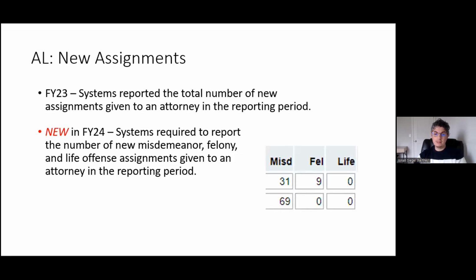Next, new assignments. So in FY23, systems reported the total number of new assignments given to each attorney in the reporting period on the attorney list. In FY24, systems are going to be required to break those out. So new assignments by misdemeanor, felony, and life offense assignments given to an attorney in the reporting period.